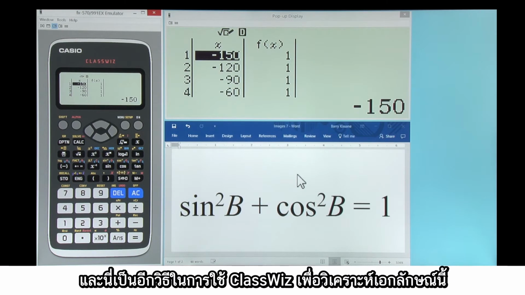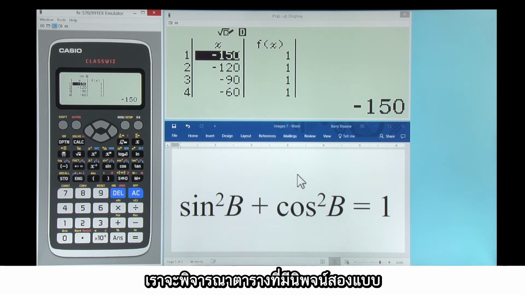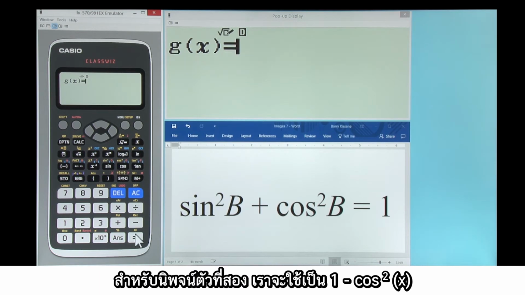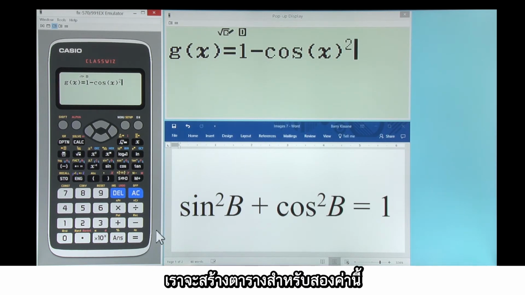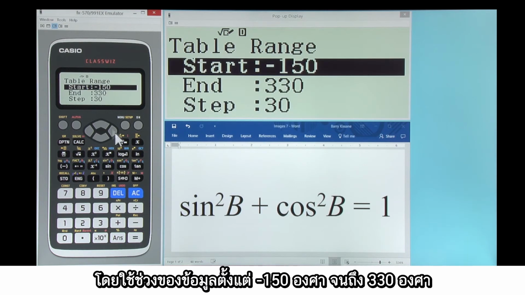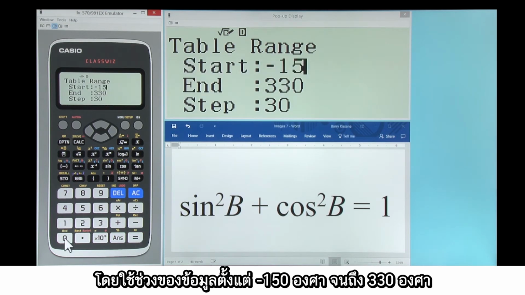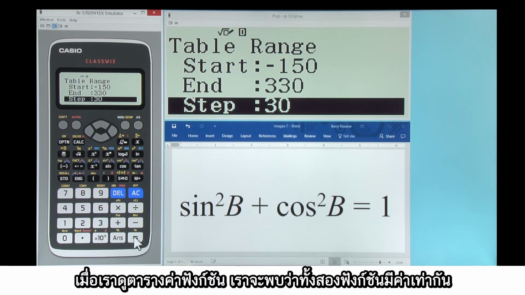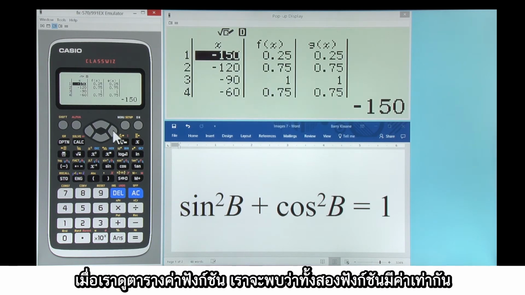There's yet another way of using ClassWiz to think about this identity. We consider tables of two different expressions. So we'll go back here and delete that expression and change it to sine of X squared. And the second expression we'll make 1 subtract the cosine of X squared. We'll make a table for these two values for a range of values like negative 150 degrees up to 330 degrees in steps of 30 degrees. When we look at the table of values, we see they're both the same.